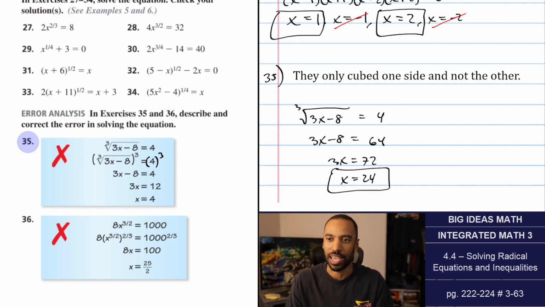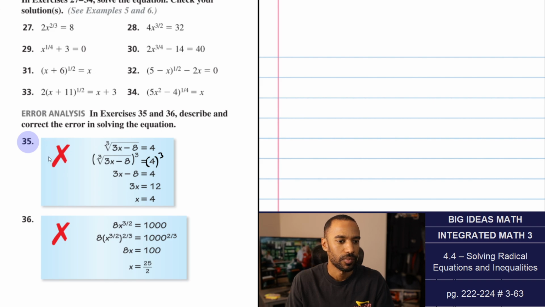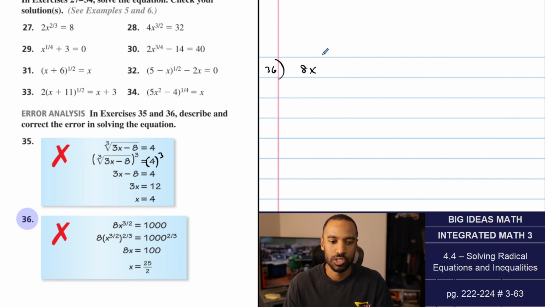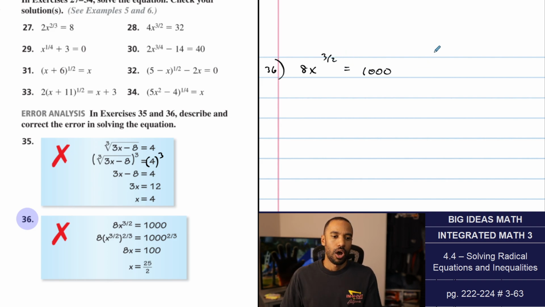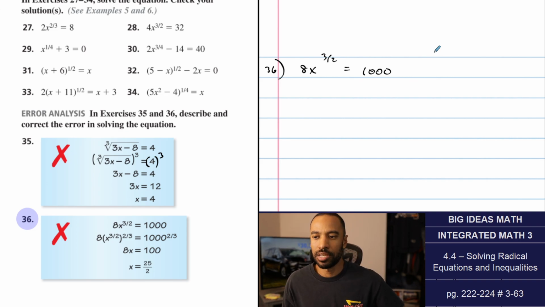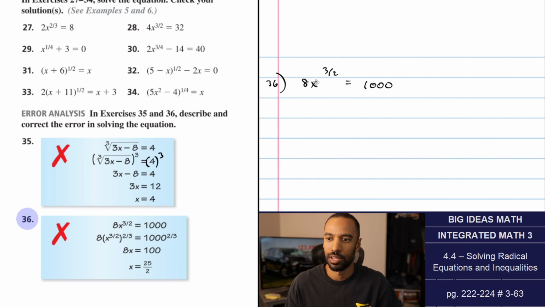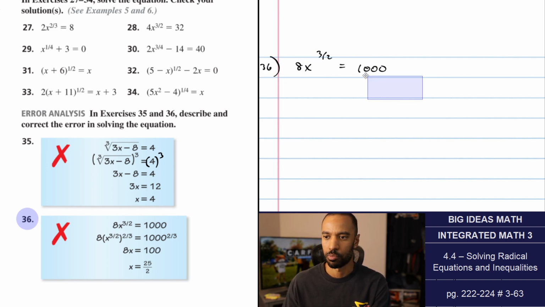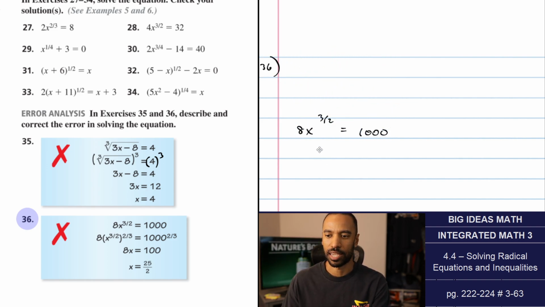All right, number 36. Number 36, we have 8x to the 3/2 equals 1,000. Okay, this one's more possible to be had. You might not write the second step as it is, but this is a reminder as to why you might want to isolate this thing first, the x to the 3/2. Let me give myself some room here. Notice what they did on their second step.